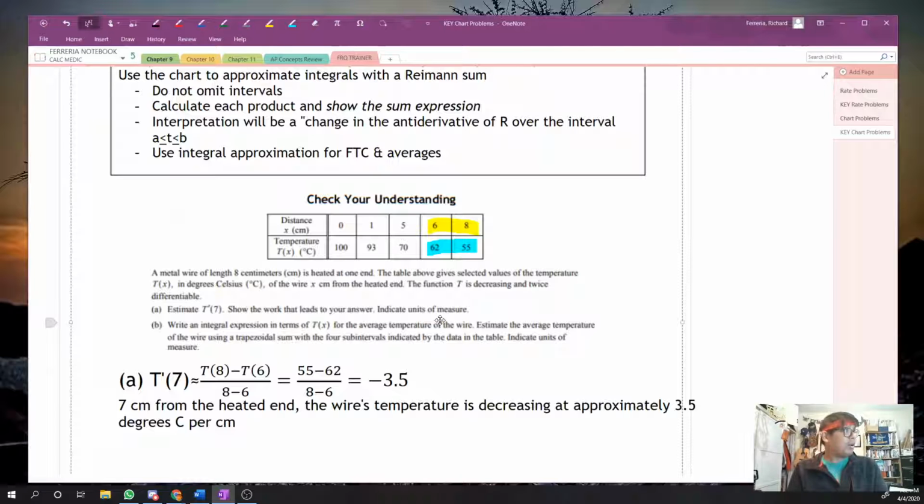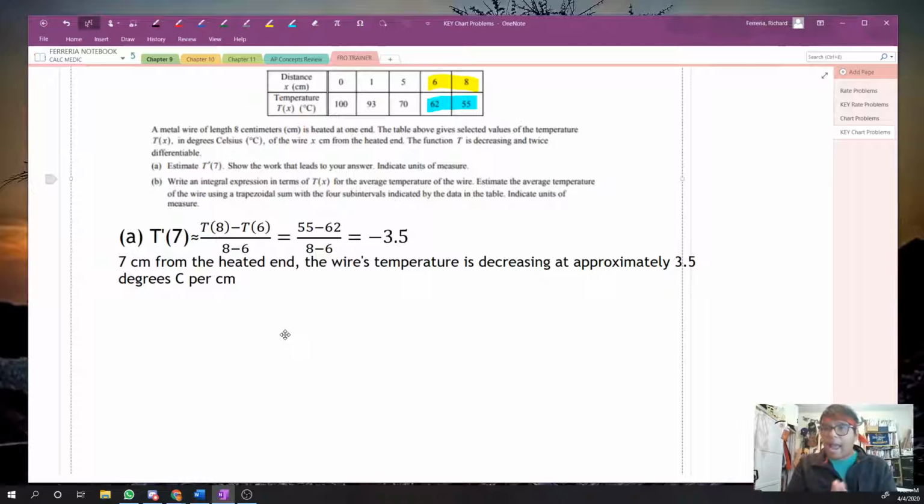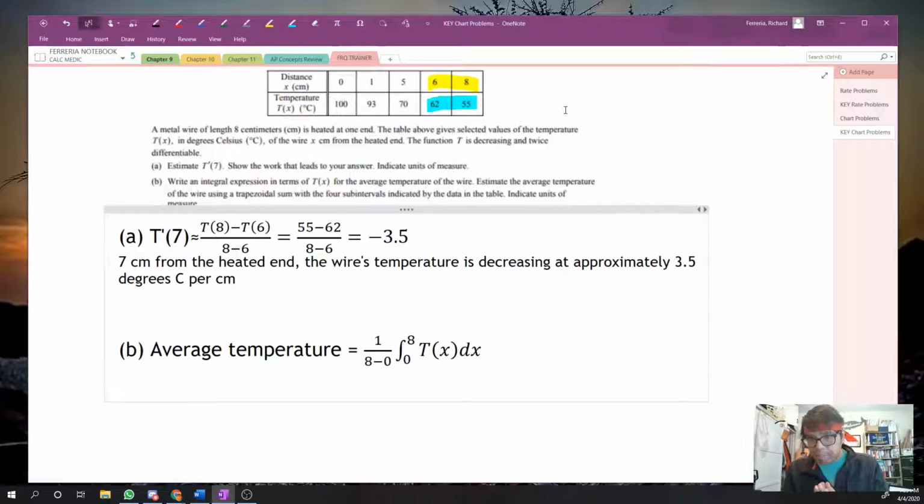Part B, write an integral expression of T(x) for the average temperature of the wire. Estimate the average temperature by using a trapezoidal sum with 4 subintervals indicated by the data in the table. Indicate units of measure. The average of anything in calculus is an integral. So if I want to find the average temperature, then I'm going to have to integrate that temperature function. There we go. An average temperature is nothing more than the integral divided by the interval length. So let's estimate that integral now.